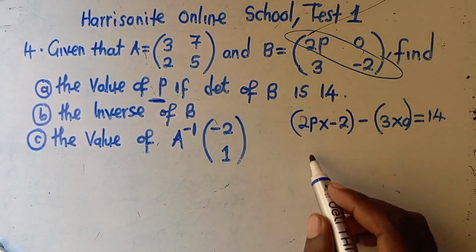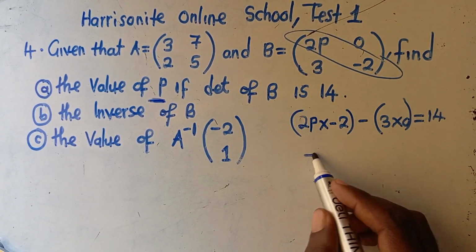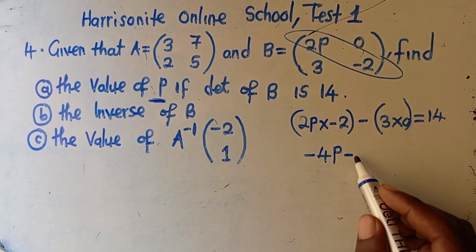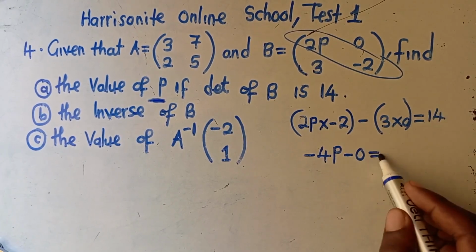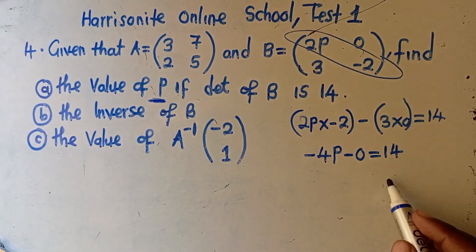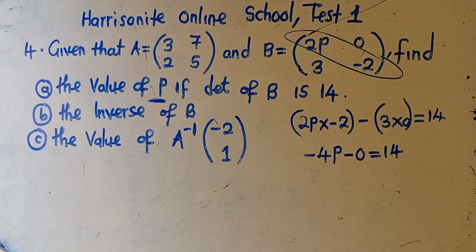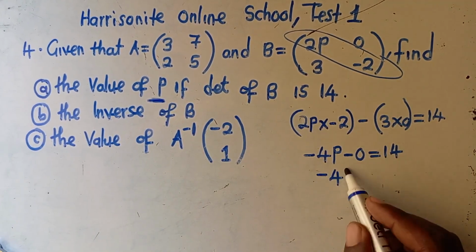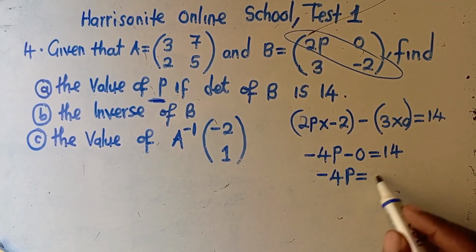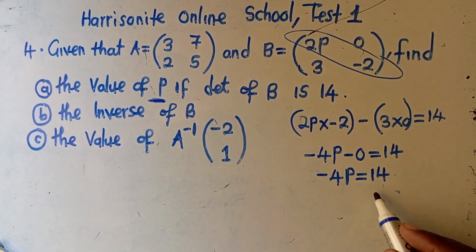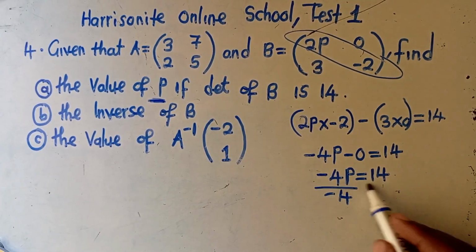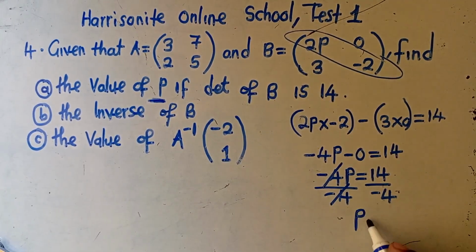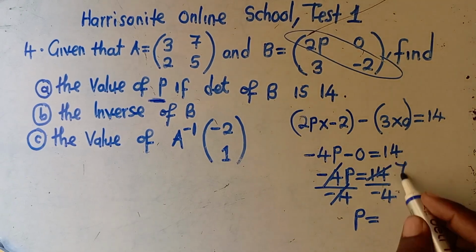Where you are going to say this one, you are going to get negative 4p minus, this is just a 0, so minus 0, which is equal to 14. This is what you are going to get. So here what you are going to do, negative 4p is equal to 14. Divide by negative 4 over negative 4. This and that will cancel. You are going to have p is equal to 14 over negative 4, which is 7 over 2.